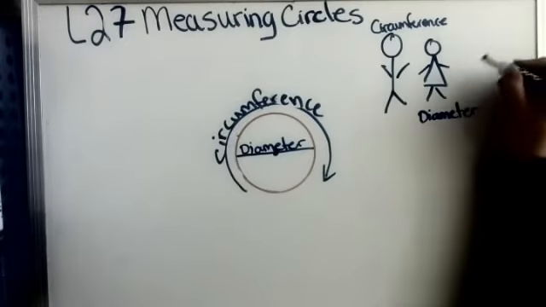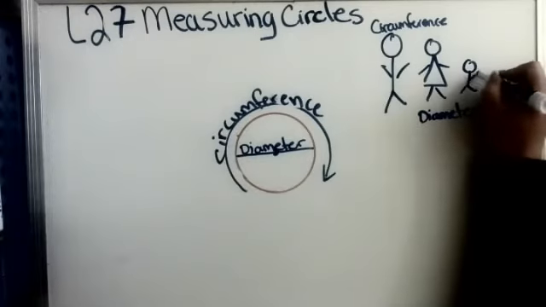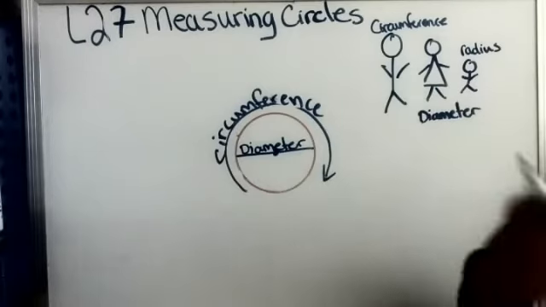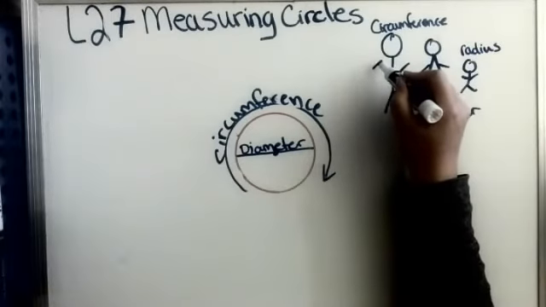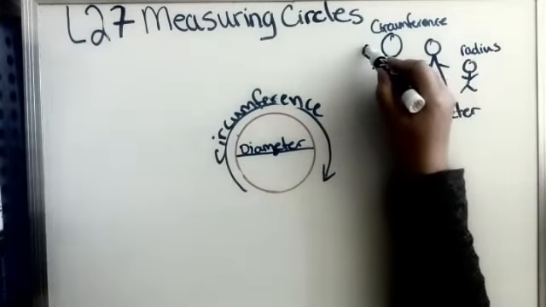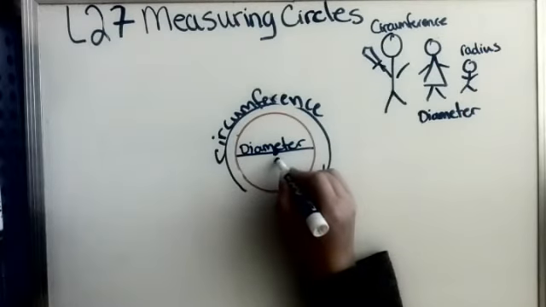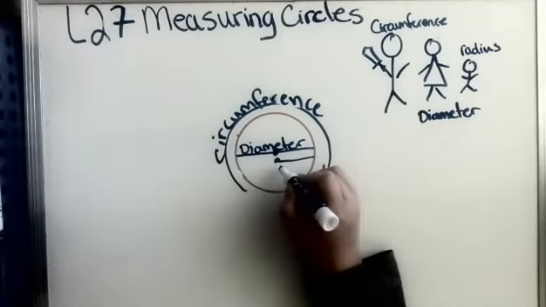And their son, the youngest and smallest, his name is Radius. And radius is halfway across the center of the circle.